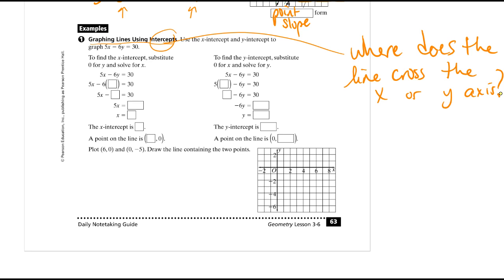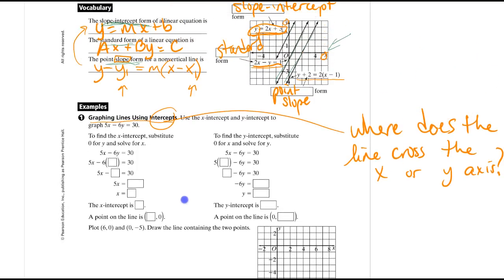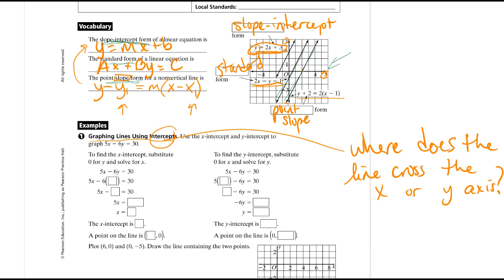So here we go. They're giving us the x and y intercept, and we're going to graph this equation 5x minus 6y equals 30. Oh, all right. Well, which version is that? Which of these three forms is that?